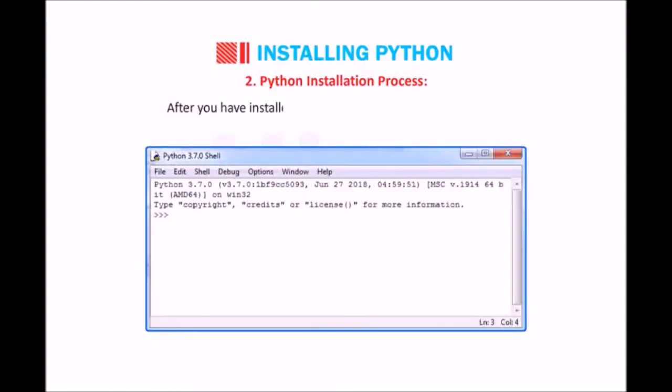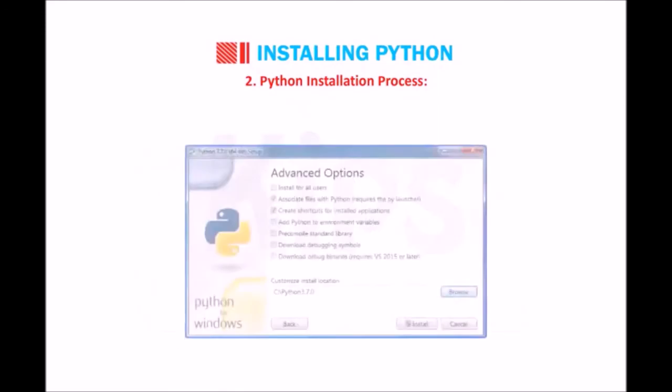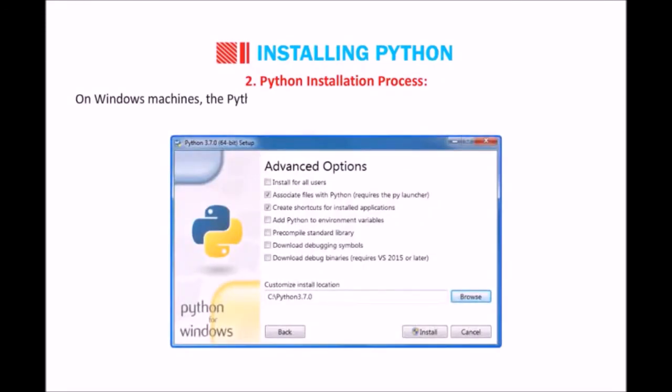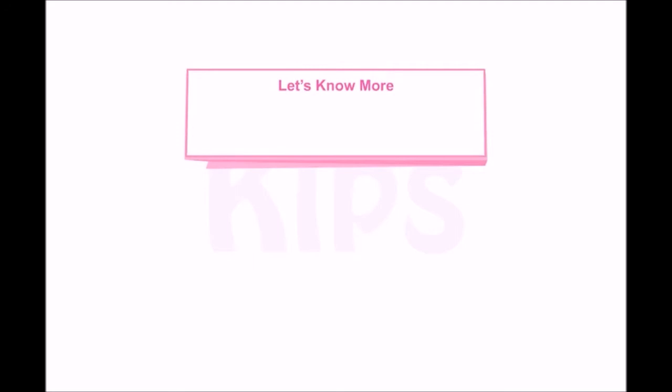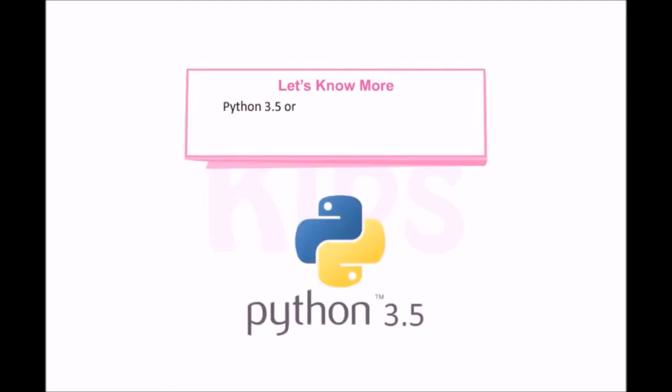After you have installed Python, the IDLE screen looks like this. On Windows machines, the Python installation is usually placed in the C:/Python 3.7.0 folder, though you can change this when you are running the installer. Students, let's know more. Python 3.5 or an advanced version cannot be used on Windows XP or earlier versions of Windows.